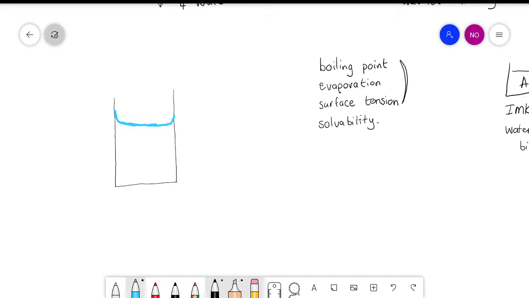I can't believe you guys have never heard of a meniscus. If you look at a glass of water and you look at it level and you look at it from the top, you will see that it climbs a bit on the edges.